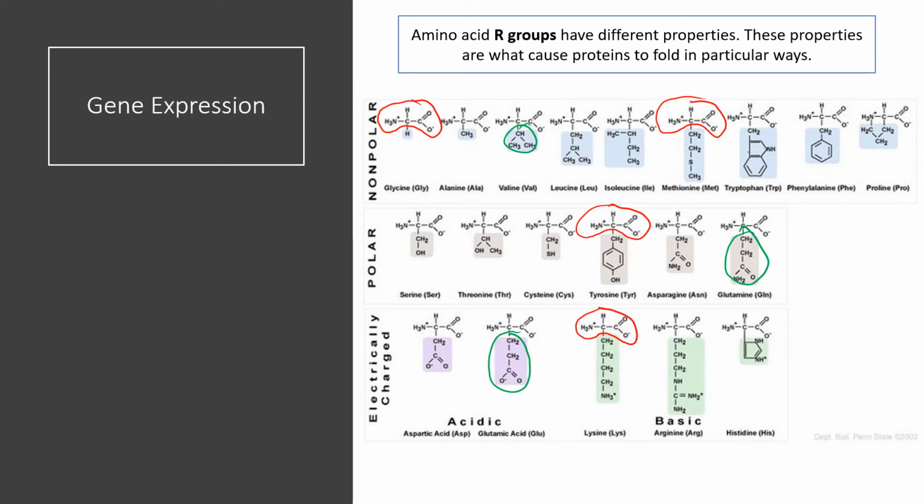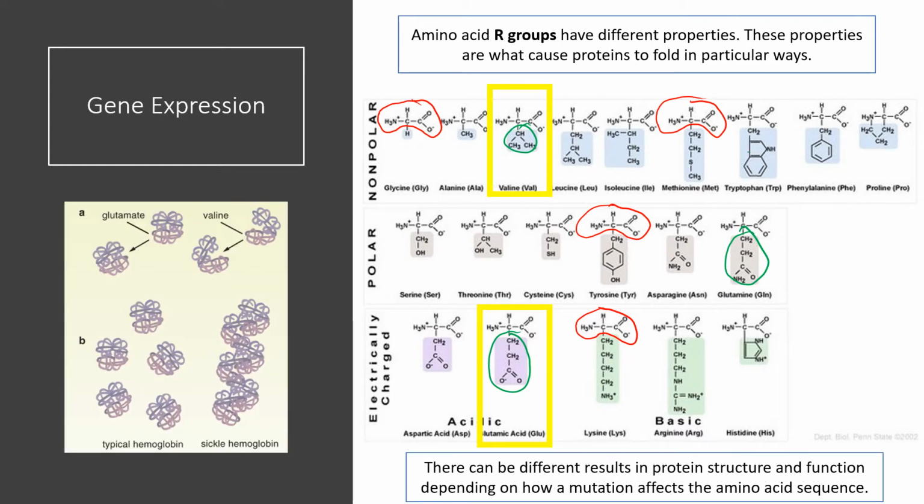So notice that those variable groups change the characteristics of the amino acids. So some are nonpolar, and they repel water like oil. Some are polar and love water and are sort of attracted to one another. And others are electrically charged, making them either acidic or basic.